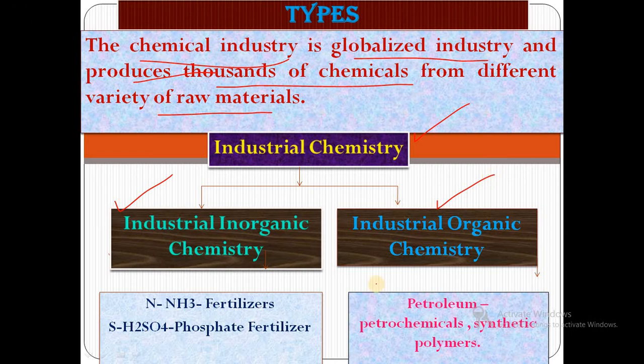And by using these types, when nitrogen is available we can produce ammonia from nitrogen, and then it is converted into various types of fertilizers. From sulfur we can produce sulfuric acid, H2SO4, which is applied for the production of phosphate fertilizers. And from petroleum products we can produce various types of petrochemicals and synthetic polymers on a large scale. So these are the applications of industrial chemistry.